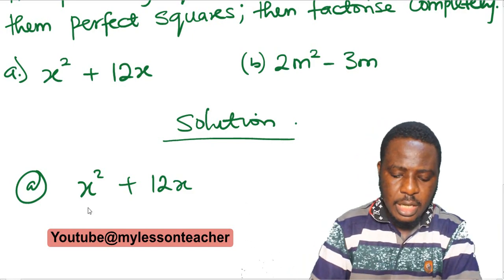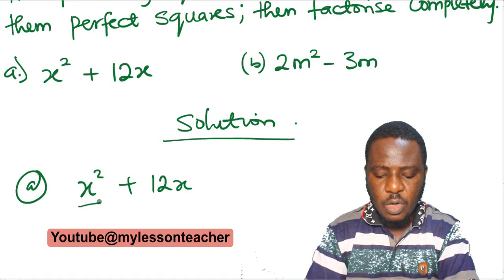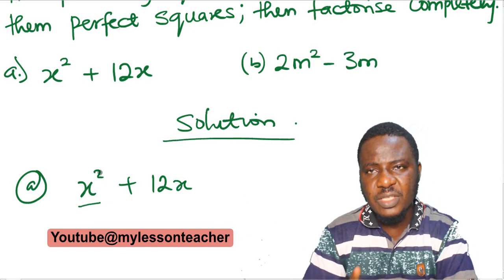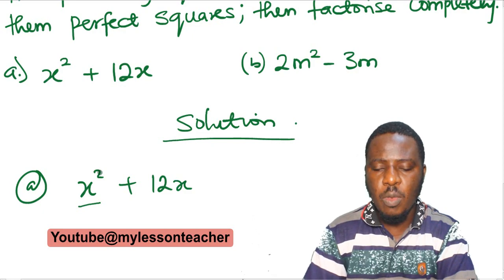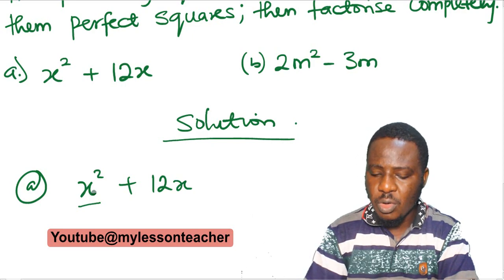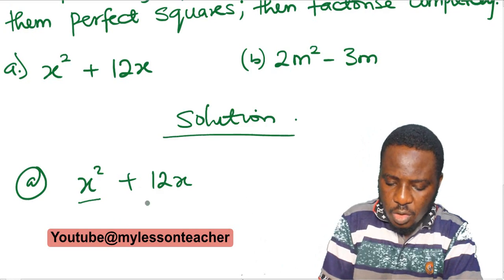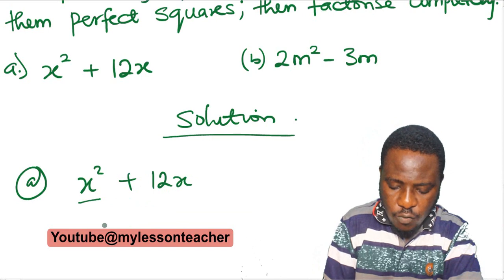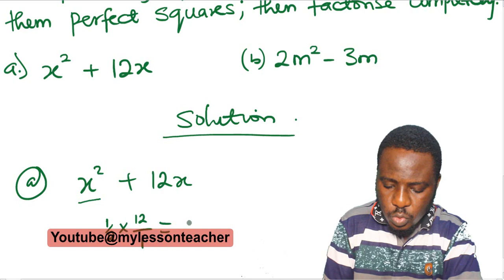Rule number one, is the first term a perfect square? Yes, because the square root of x squared will give us x. Remember, we said a perfect square is a whole number whose square root is also a whole number. So x squared is a perfect square. Now, what do we do to the second term? We look for half of the second term. The coefficient of x here is 12, so half of 12 is equal to 6.